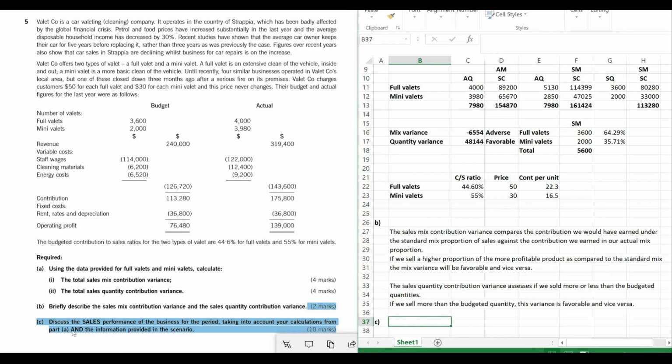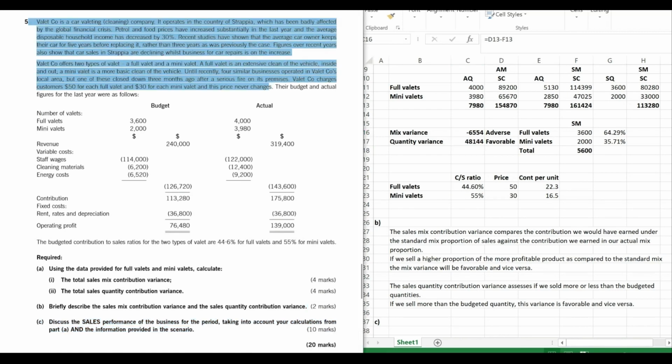And even if it says refer to your calculations in part A, and let's say you screw up with the calculations and get them wrong, it's okay. Even if on your wrong calculations you make a correct analysis, you'll still get some marks for that, right? So please don't leave the analysis out regardless of whether you were able to do the calculation or not, okay? Now, we need to analyze the sales performance while taking into account the calculation. So we have the adverse mix variance and favorable quantity variance and the case scenario information. So all of this stuff, okay?